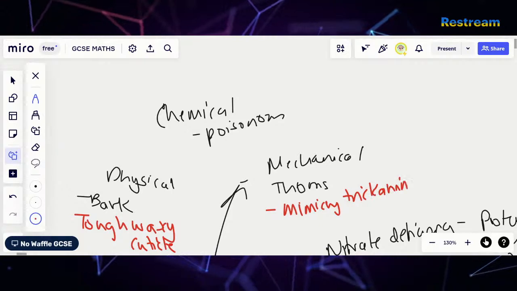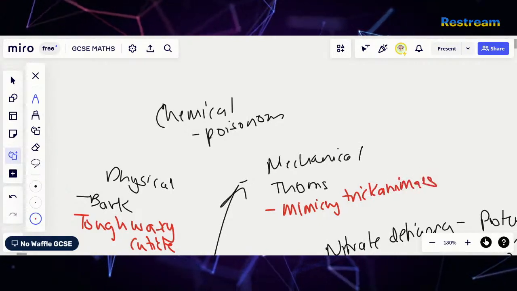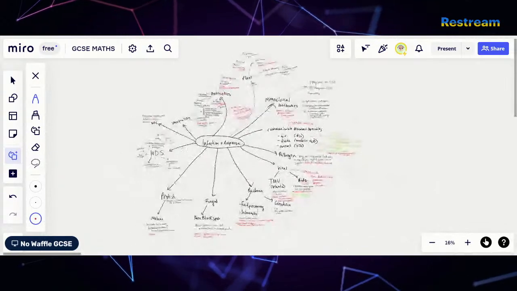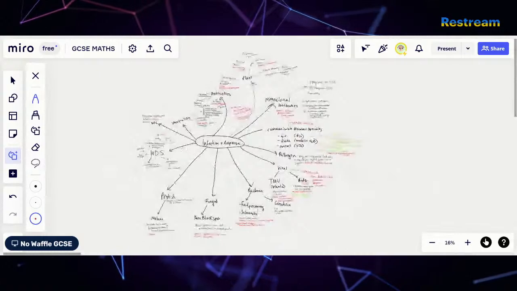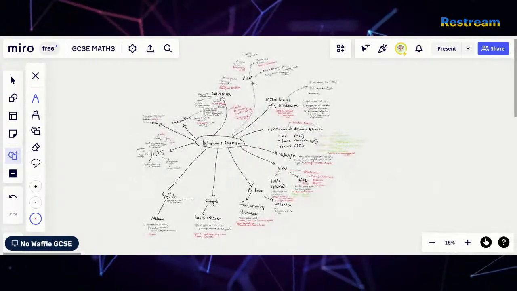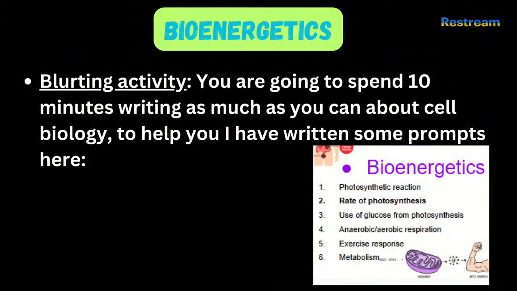Okay, but that is the last of this topic. So if you missed anything, feel free to just look at this quick description of infection response. We're now going to move on to the very next topic, which is bioenergetics. This is a much smaller topic, so it will probably take less time. Write as much as you can about this topic.